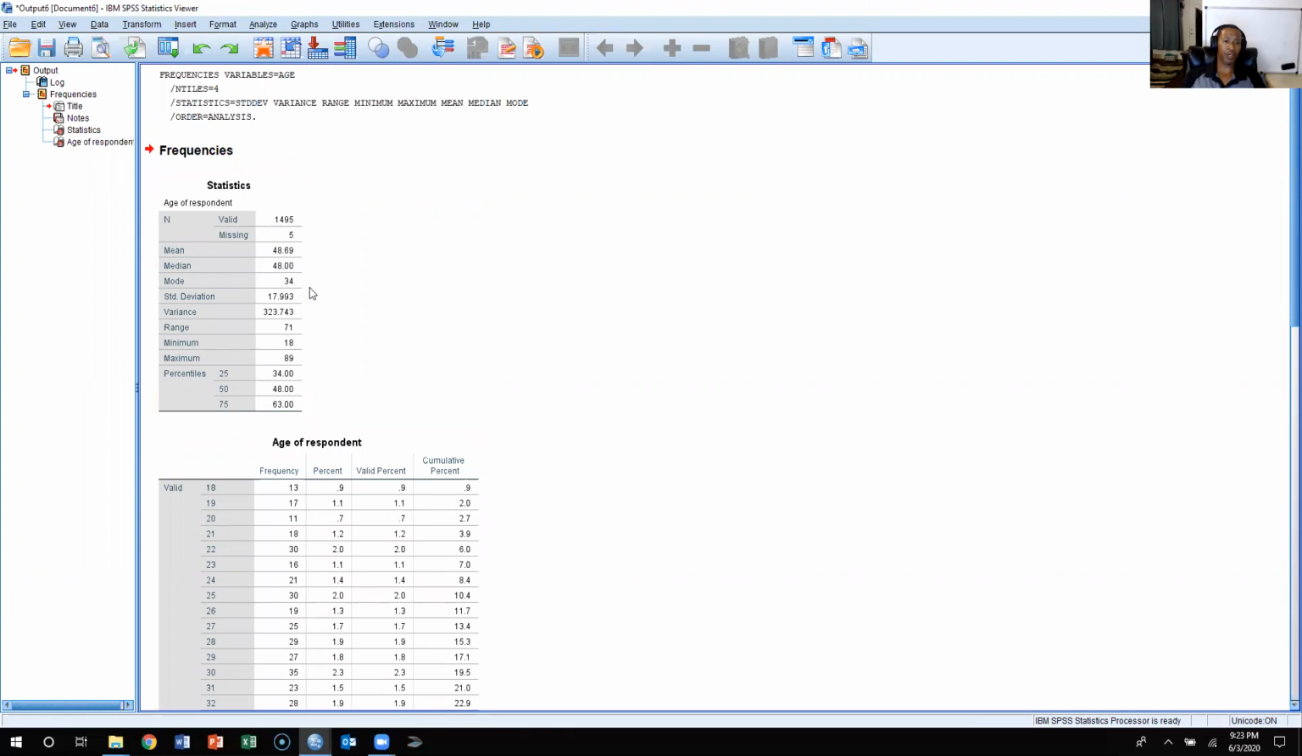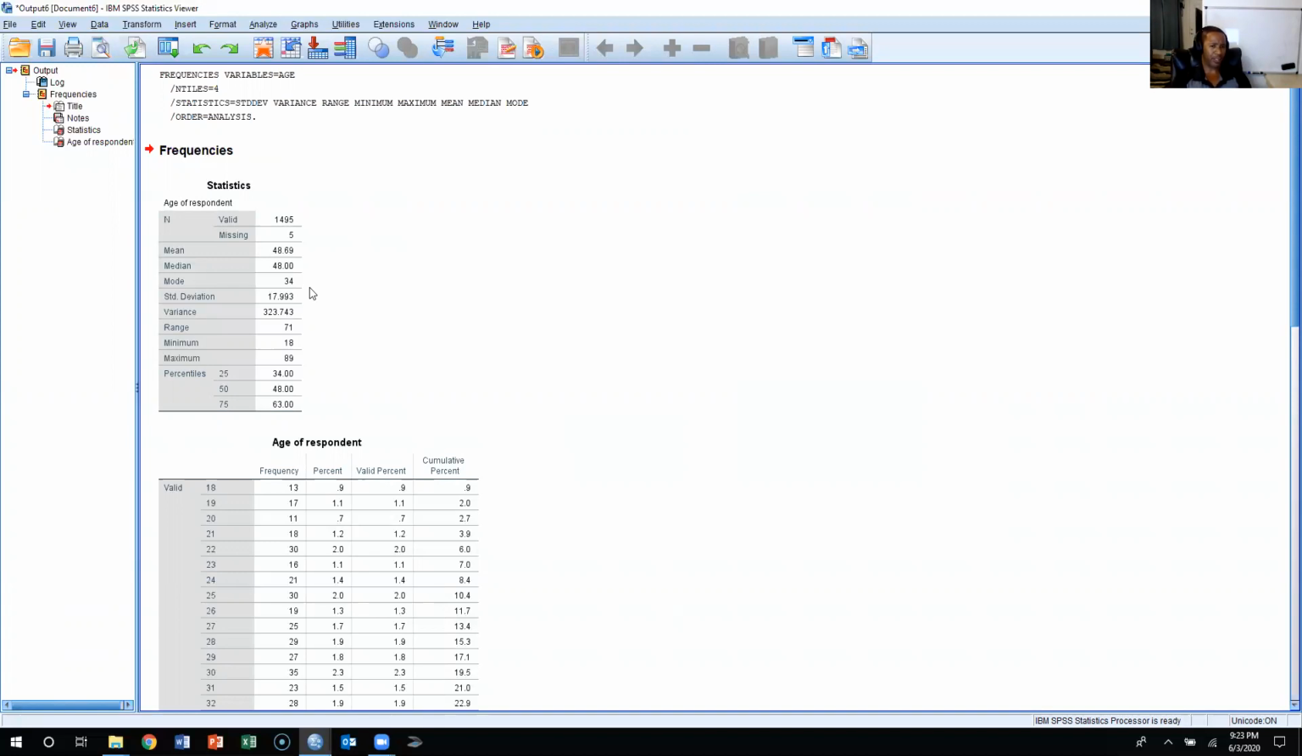So for example, let's just look at the first thing, the mean. The mean is 48.69, which means that the average age or the mean age in the GSS data set that we're looking at is 48.69 years. The median is 48. Since the mean and the median are relatively close, our distribution is what we refer to as a symmetrical distribution. The mode is 34. Standard deviation is 17.993.